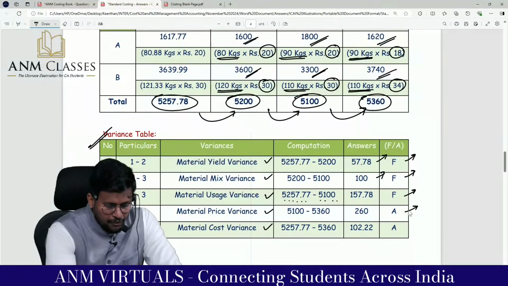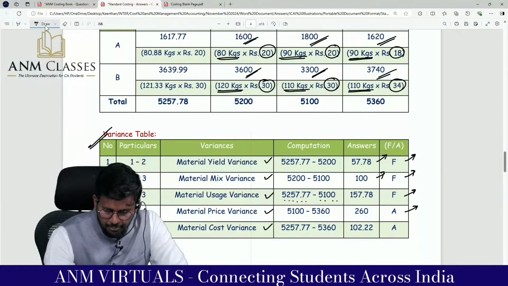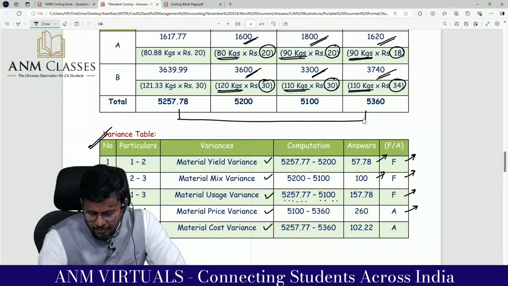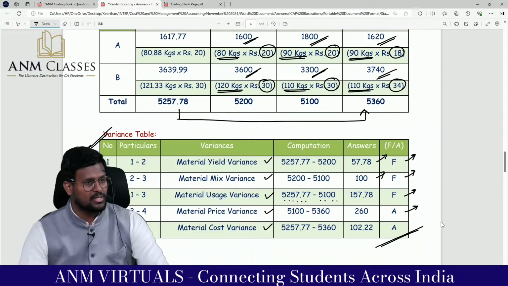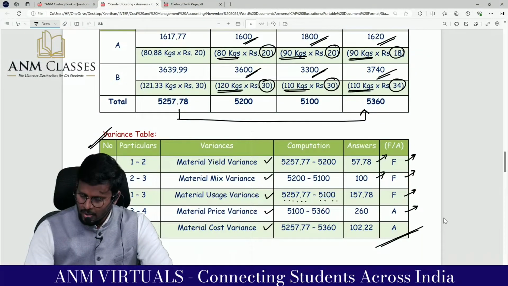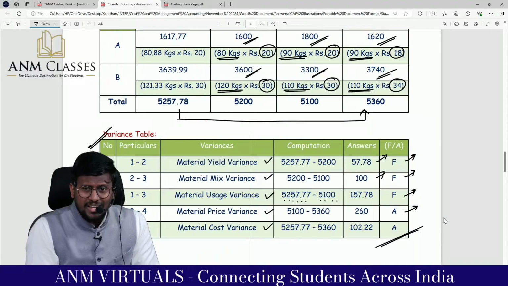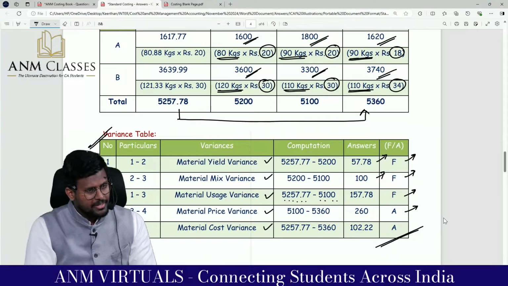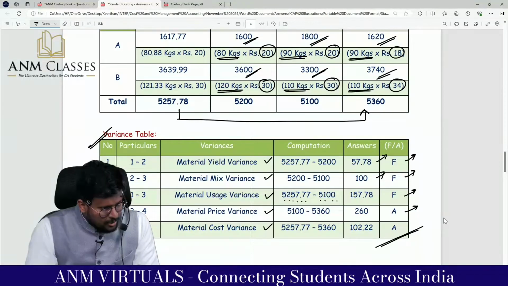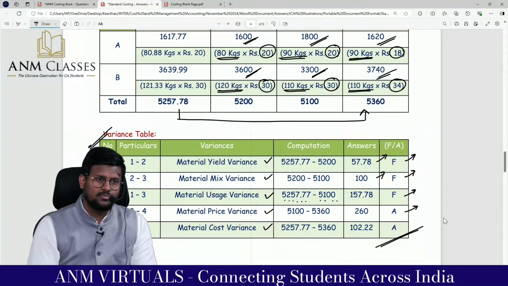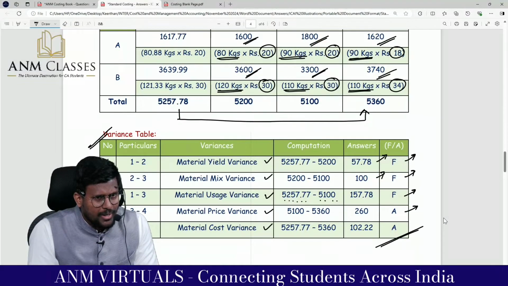And the last one, 5257.78 minus 5300 will give you 42.22 adverse. That's the last one. So 1 minus 2 will give us material, 2 minus 3, mixed variance, 1 minus 3, 3 minus 4, and 1 minus 4. I hope that you are very much comfortable with the material variances.